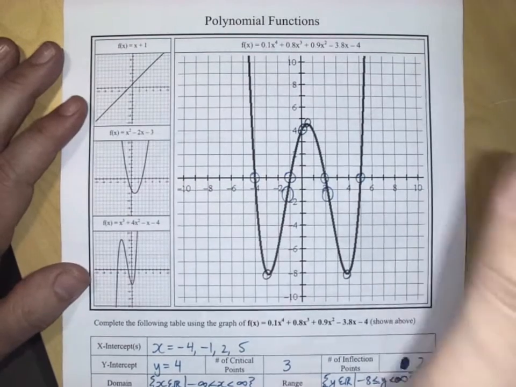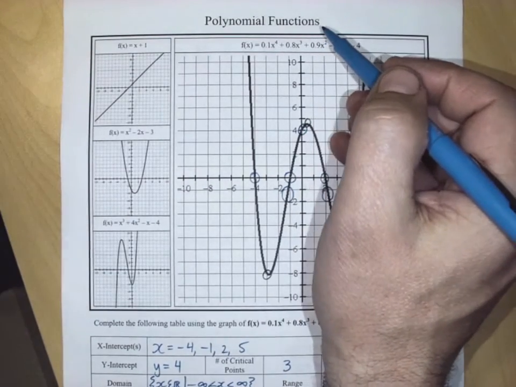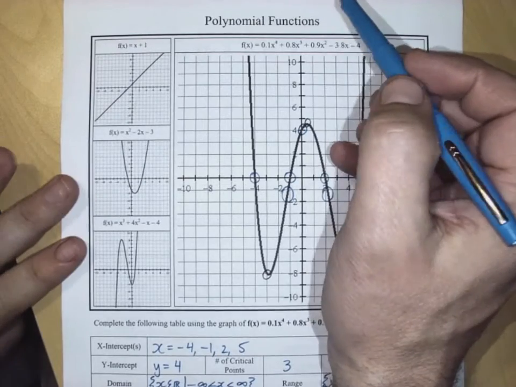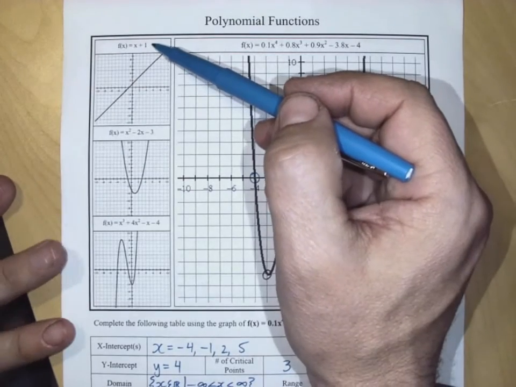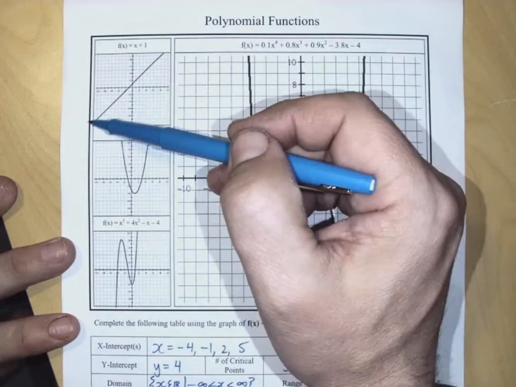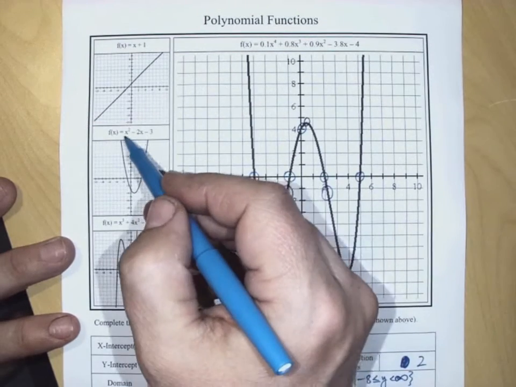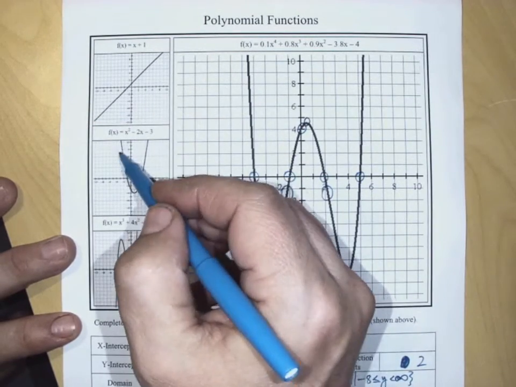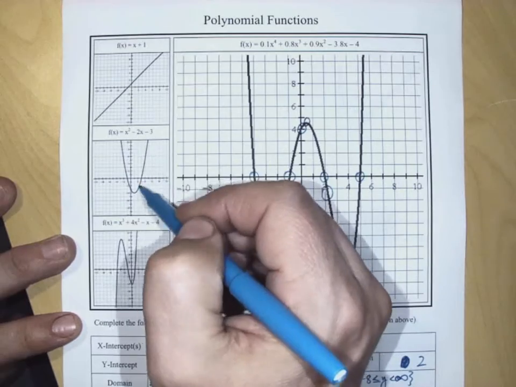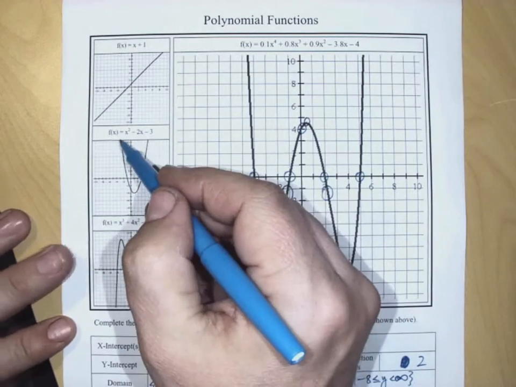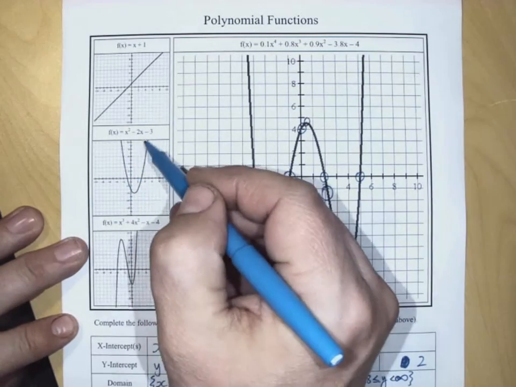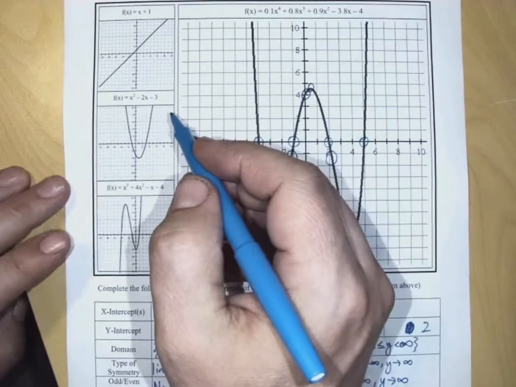Okay, continuing on our polynomial functions lesson. If you take a look at these graphs, we have f of x equals x plus 1. That's a straight line heading up to the right. Here we have a quadratic, x squared minus 2x minus 3. We all know and have seen those before, heading up, only up. This is, by the way, concave up, the direction or the shape.